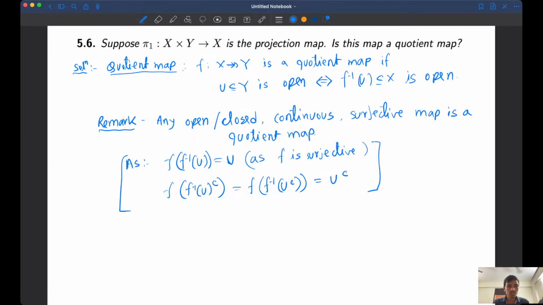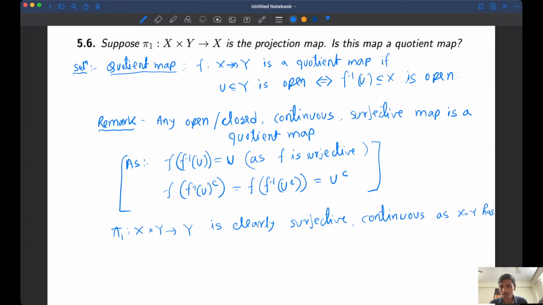Okay, so in this particular case, pi 1 from X cross Y is clearly surjective, first of all, and continuous, as X cross Y has the product topology, and also open, because the basic open sets here look like either U cross Y or X cross V, where U is an open set in X or V is an open set in Y.